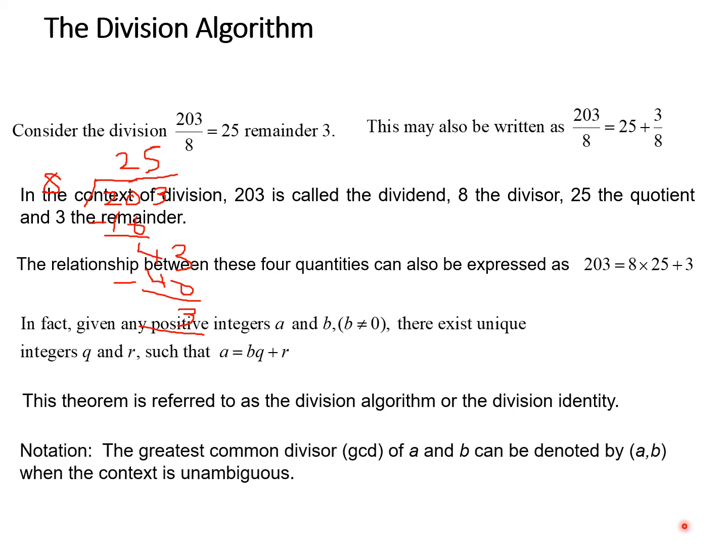Just bear in mind, you also need to revisit some terms like greatest common divisor. You can also write it in the form of bracket A, comma B. So A here will be 203, comma B here would be 8.